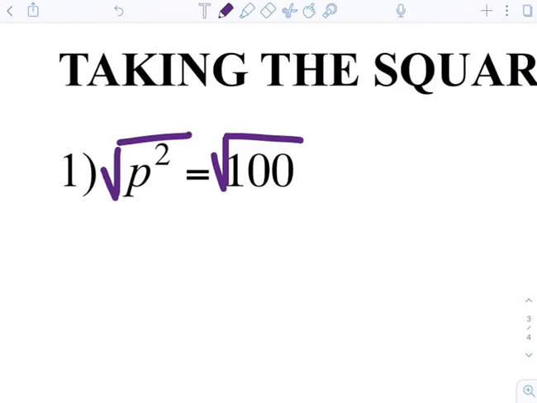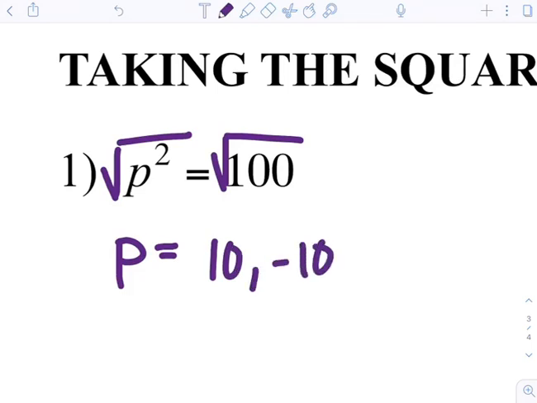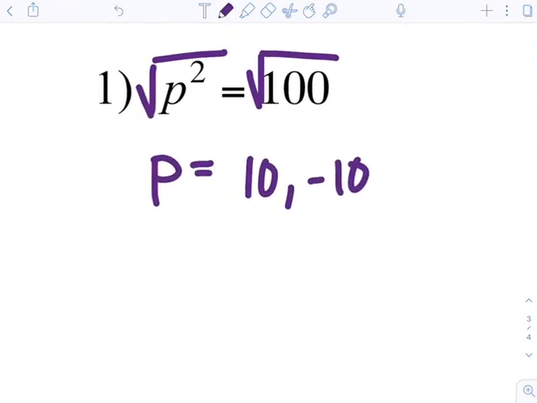When we take the square root of p squared, that's just going to give us p, and it's going to give me 2 answers. Can you think of what numbers, when multiplied together by the same thing, would give you 100? Well, that would be 10 and negative 10, right? 10 times 10 gives you 100, and negative 10 times negative 10 gets you 100. Another common way you'll see your answers written is plus minus 10. So that means that your answer is positive 10 and negative 10.